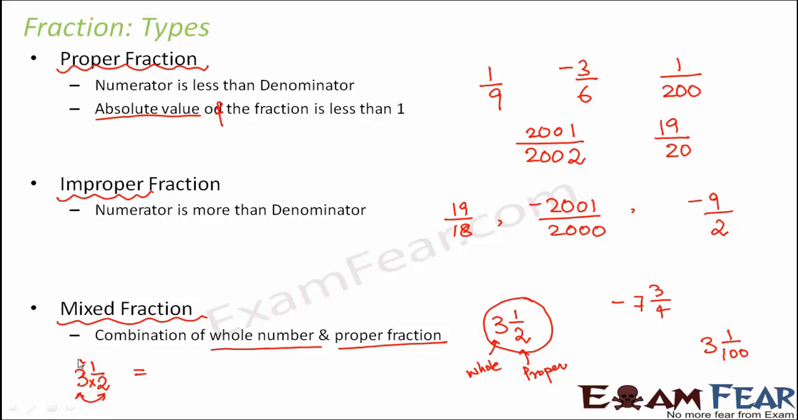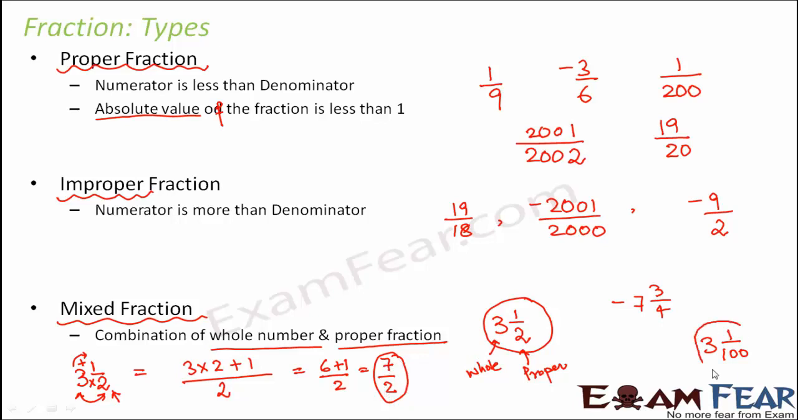And with the product we add 1. So basically 3 into 2 plus 1, divided by the denominator, which remains the same. It was 2, so it will still remain 2. So it becomes 6 plus 1 by 2, which is equal to 7 by 2. So 3 1 by 2 is the same as 7 by 2. So every mixed fraction can also be written as an improper fraction. Like 3 1 by 2 is written as 7 by 2.